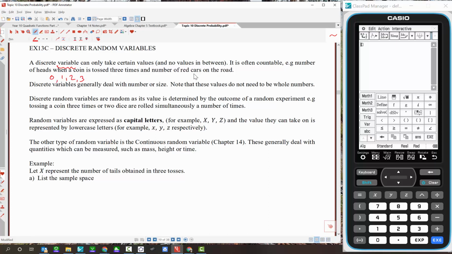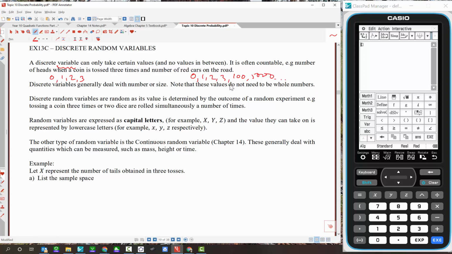Number of red cars on the road. It's either a red car or it's not a red car. So 0, 1, 2, 3, 100, 5,000, whatever it is. Discrete variables generally deal with number or size. And note that these values do not need to be whole numbers. So the thing that you're counting can actually be a decimal.